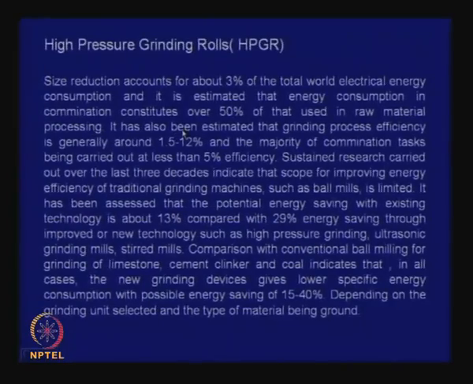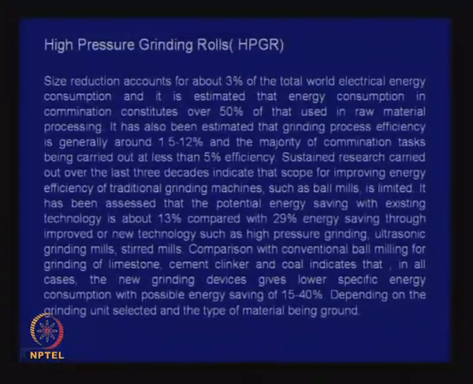It has also been estimated that grinding process efficiency is generally only 1.5 to 12%, which means the rest of the energy is wasted as heat, and the majority of comminution tasks are being carried out at less than 5% efficiency. Sustained research carried out over the last 3 decades indicates that the scope for improving energy efficiency of traditional grinding machines such as ball mills is limited. A ball mill is a ball mill; its efficiency cannot be improved so much.